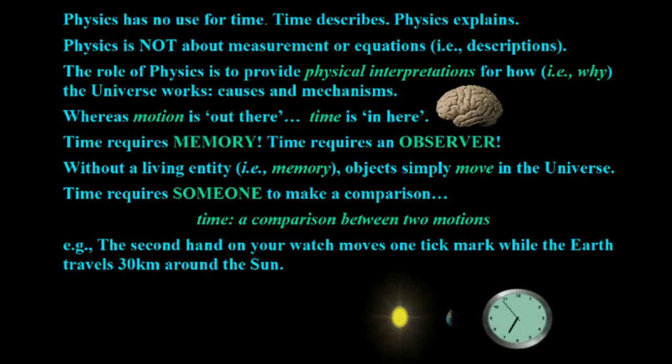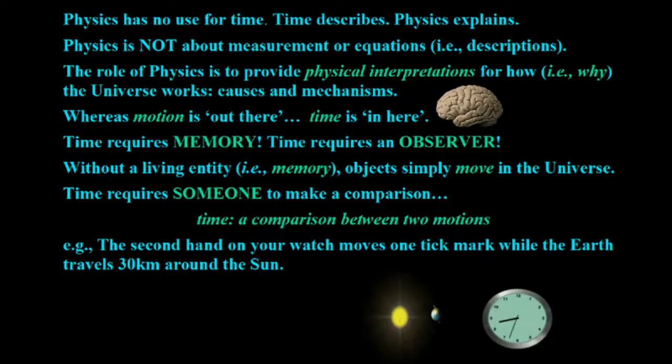And so what is time? We have to disappoint some people out there, because the first thing we say is physics has no use for time. We don't use time in physics. Time describes, physics explains. Physics does not have any use for time whatsoever. Time is a measurement. Physics is not about measurement or equations, which are simply descriptions. We need explanations. And that's why time has no place in physics. The role of physics is to provide physical interpretations for how, meaning why, cause, mechanism, the universe works, causes and mechanisms. Where motion is out there, time is in here.